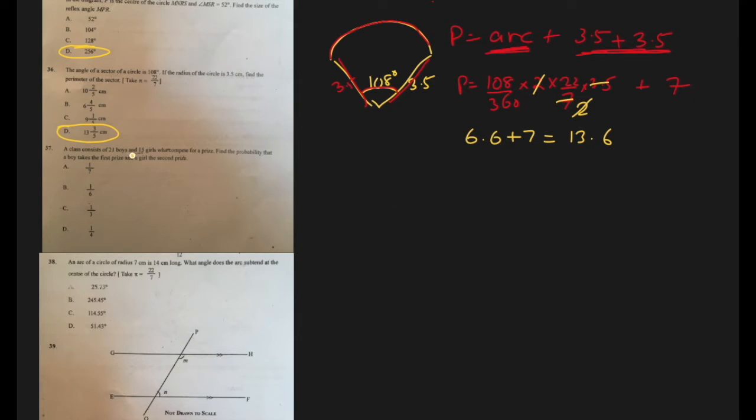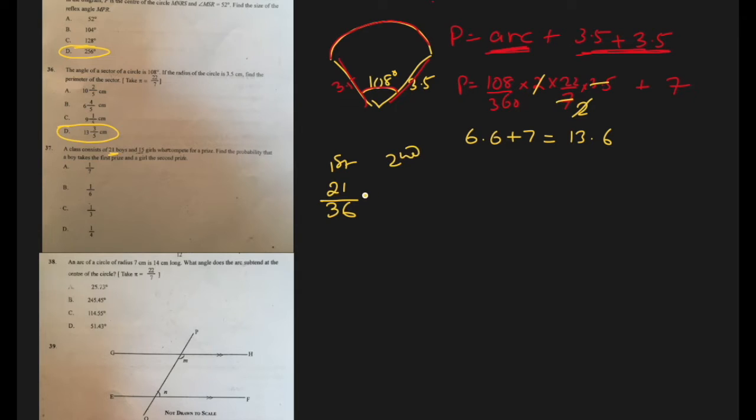Number 37. A class consists of 21 boys, 15 girls, 36 total, who compete for a prize. Find the probability that a boy takes the first prize and a girl takes the second prize, and it's fixed. So that cannot be reversed. The girl gets the second prize. So the boy gets the first prize. That means 21 boys out of 36 students. That is the probability of the first prize.